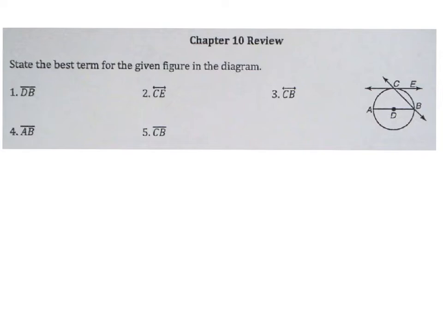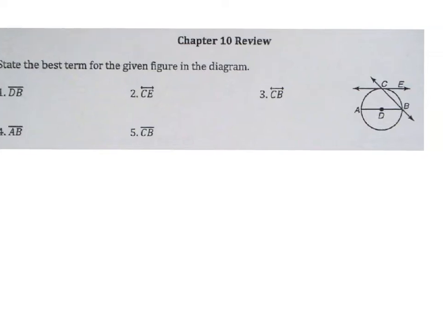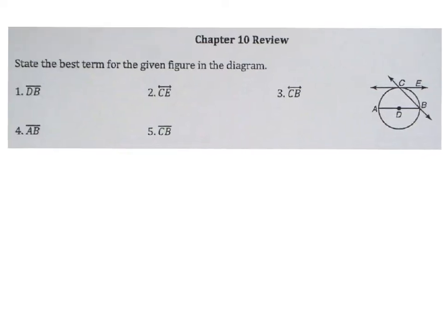Alright, we're going to start off with just determining what these figures are inside my picture, whether it's a segment, a point, or a line. So the first one I'm looking at is segment DB inside my circle, and it looks like it goes from the center of my circle to the edge of my circle. So that means it has to be a radius.